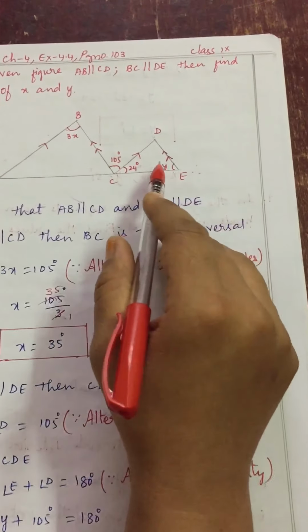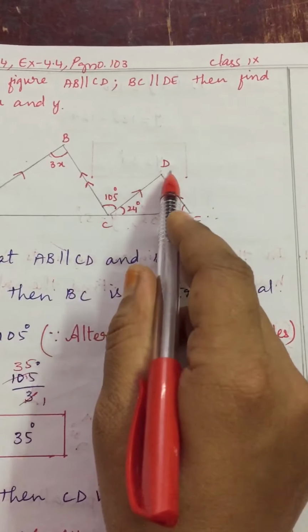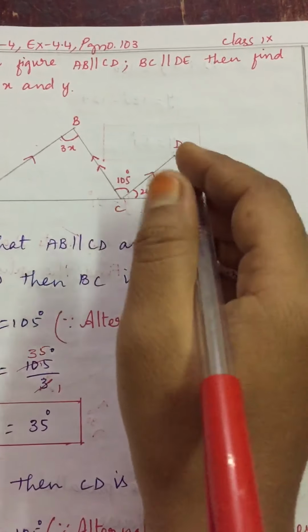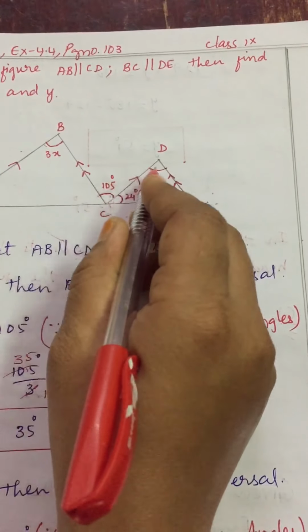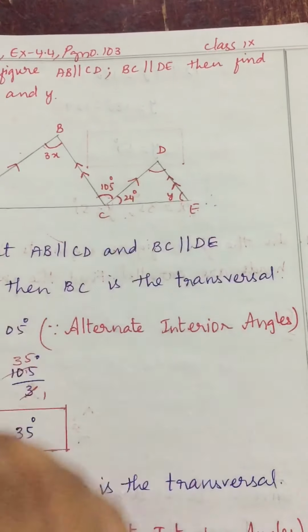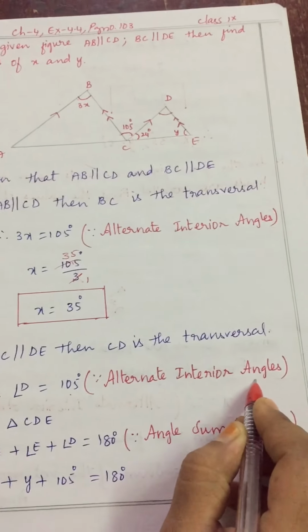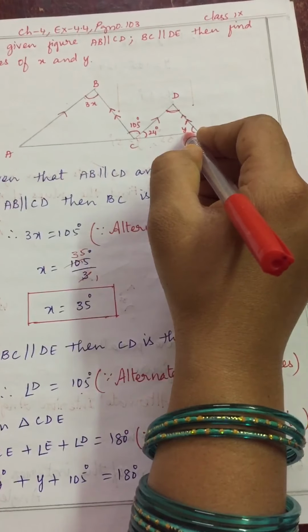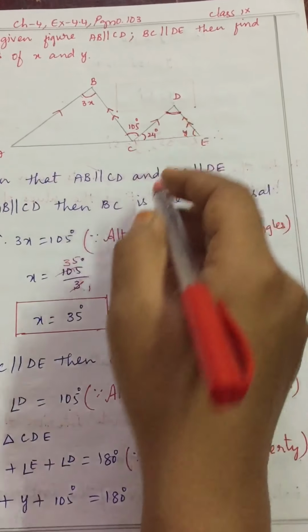So again you see the figure. BC is parallel to DE he mentioned, then CD is the transversal. Are you observing children? Then this angle D and this 105 are the alternate interior angles. That only we are writing: angle D is equal to 105, alternate interior angles. But he is not asking to find angle D, he is asking to find angle y. But the connection is there, that's why first we are finding angle D.